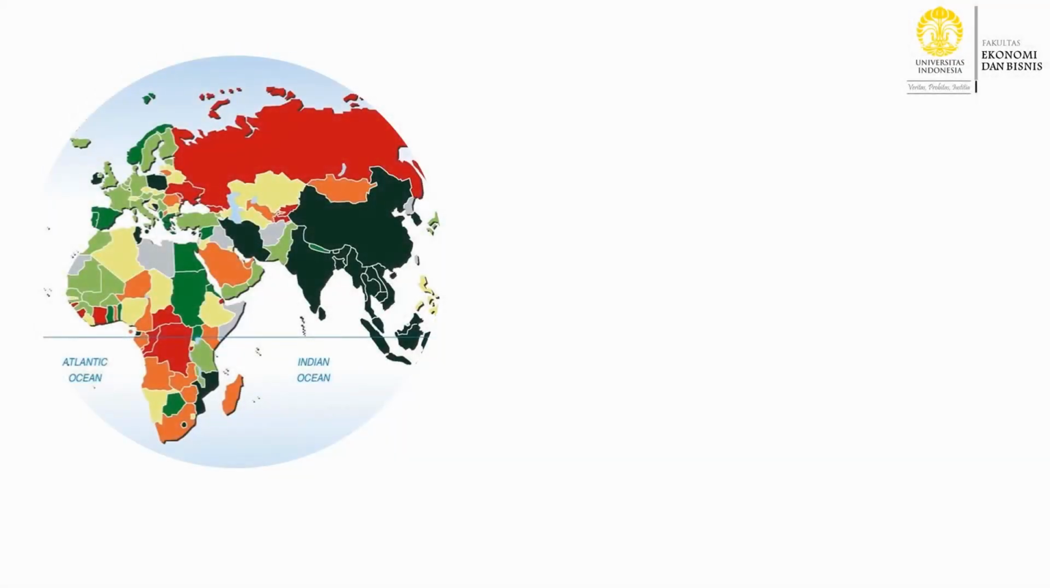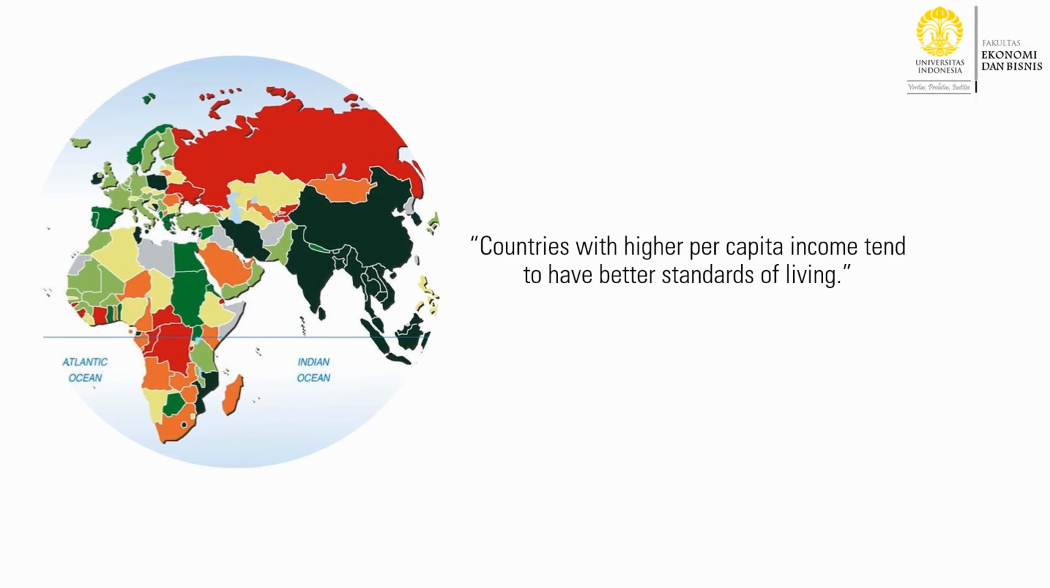In many literatures, we know that the standard of living in every country is different. But one thing for sure, countries with higher per capita income tend to have better standards of living. They enjoy better nutrition, housing, health services, life expectancy, and other quality of life. How to catch up with the richer countries? How to maintain the higher standard of living?